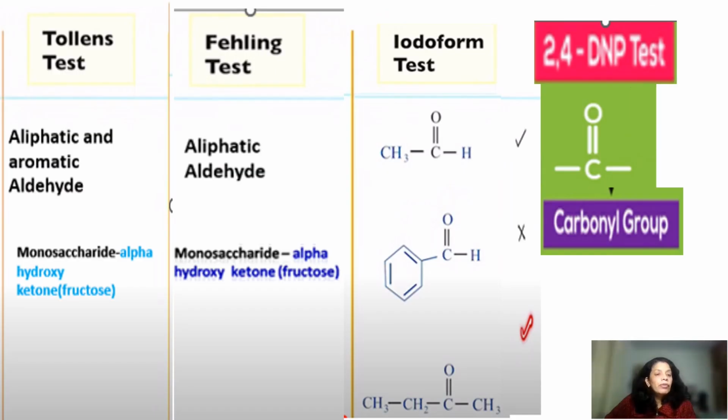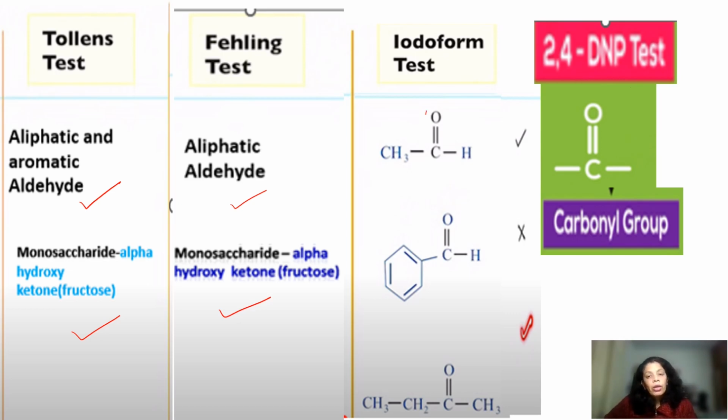The Tollens test can be given by aliphatic and aromatic aldehydes and also by alpha hydroxy ketone, whereas the Fehling test is given only by aliphatic aldehydes and not by aromatic aldehydes. And in case of ketones, only alpha hydroxy ketone is capable of giving the Fehling test.